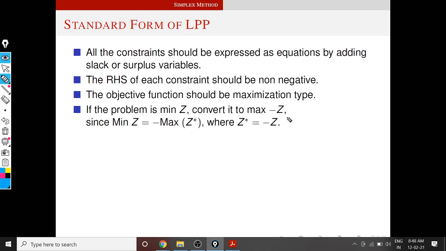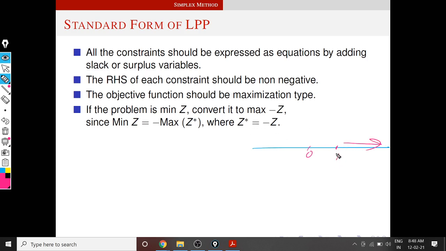Okay, why maximum of minus z? Because suppose we have to find, suppose our objective function z is like this, starting from 1 to infinity. Suppose our objective function is unbounded and its lower value is 1. So the minimum of z, in this case, is 1.